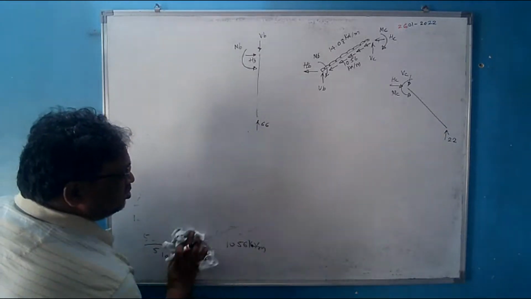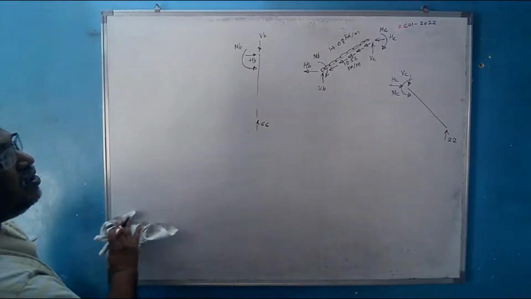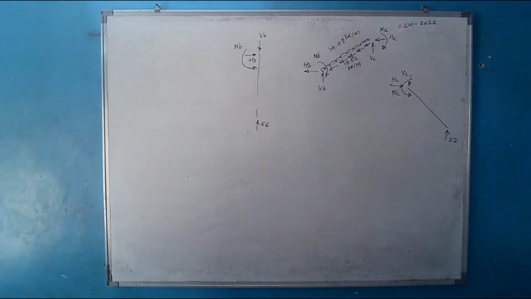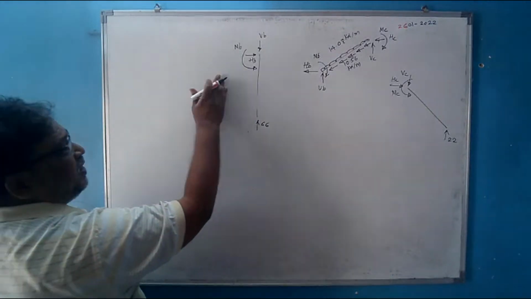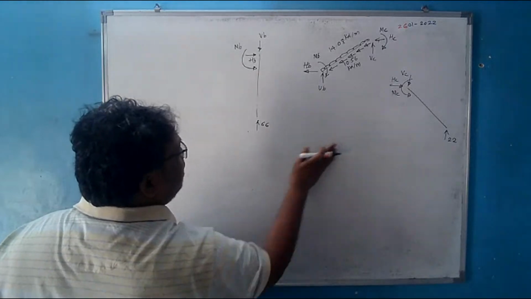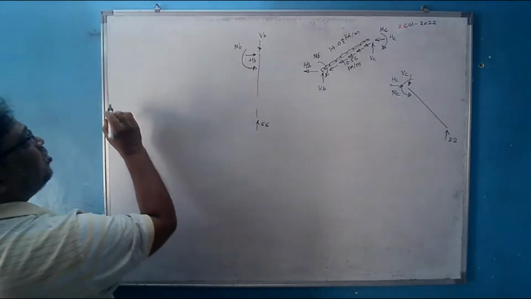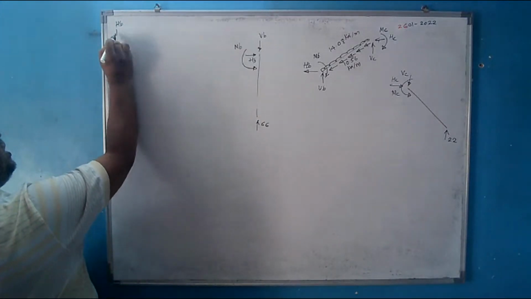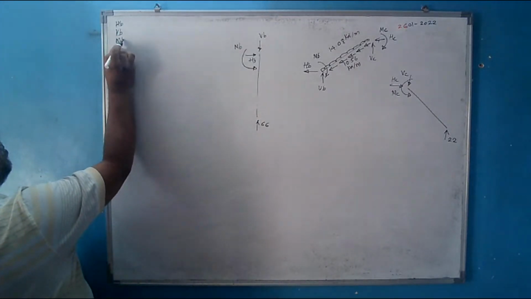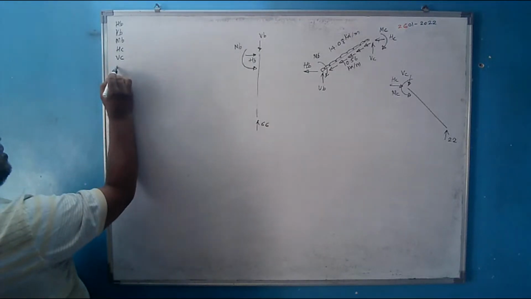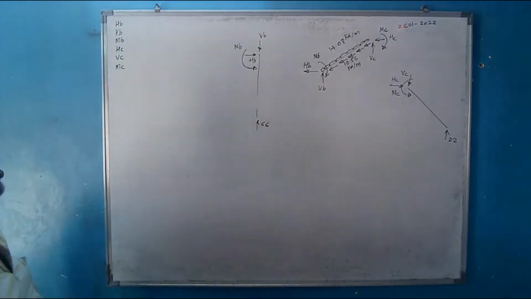What are the unknowns? There are 3 unknowns for this member. यहाँ देखते हैं तो 6 unknown, यहाँ देखते हैं तो 3 unknown. But if you will see, in all there are not 9, there are just 6 unknowns. What are the 6 unknowns? HB, VB, MB, HC, VC, MC. These are the only 6 unknowns.